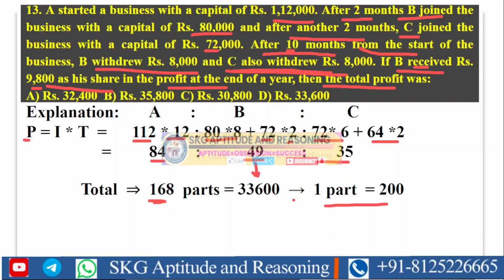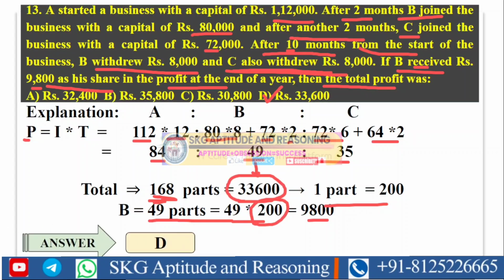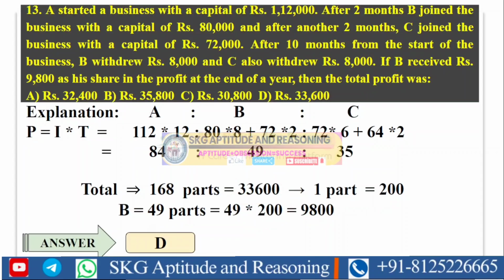Okay, some mistake happened here. These 49 parts will be equal to 49 into 200, that is 9,800, which means one part will be equal to 200. This means we need to find the 168 parts. The 168 parts will be equal to 33,600, which is presented in option B. So the total profit of the three persons was 33,600. I hope you understand this problem.